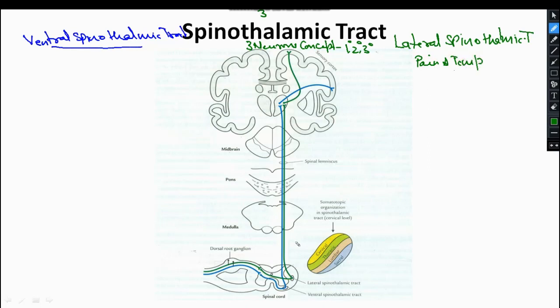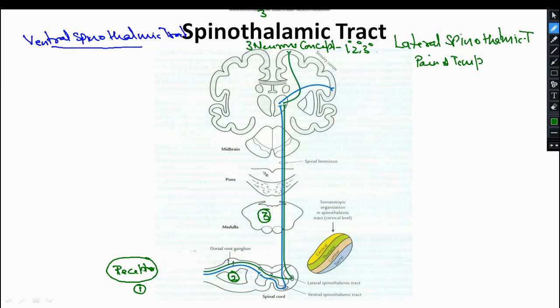Before I go into this long tract, let's make the topic easy. For your easy understanding, assume that the tract passes through small stations. The first station, where this tract starts, is the receptor, which is present in the skin, muscle, like this. Second station is the spinal cord. Third station is the medulla.